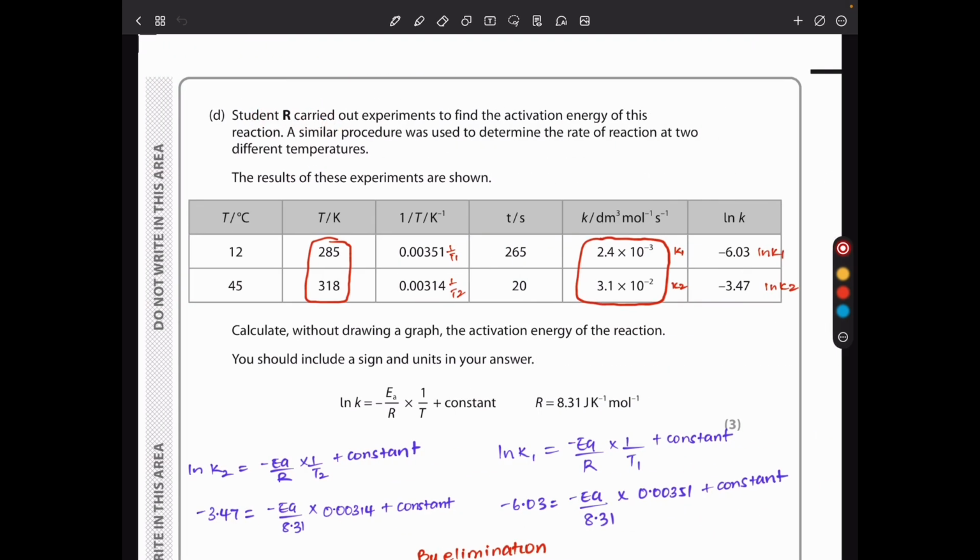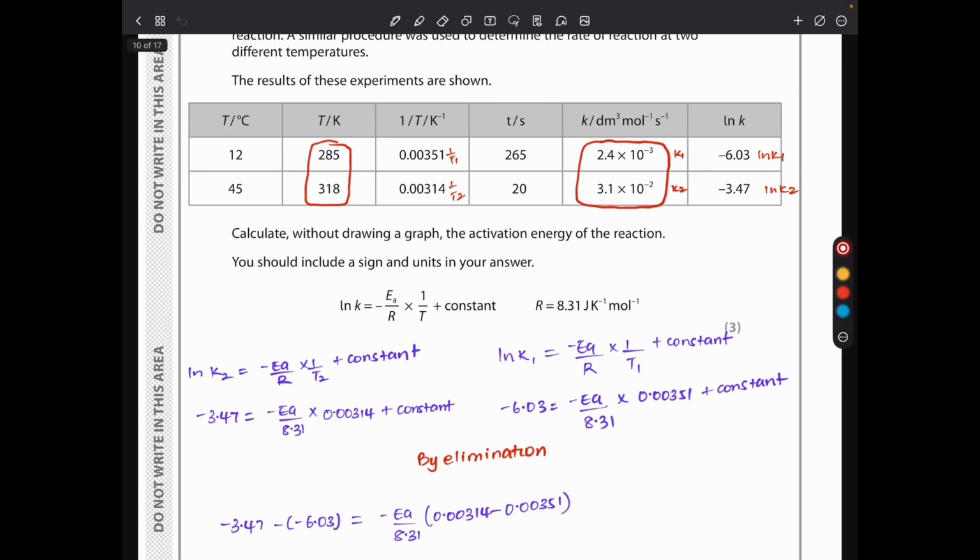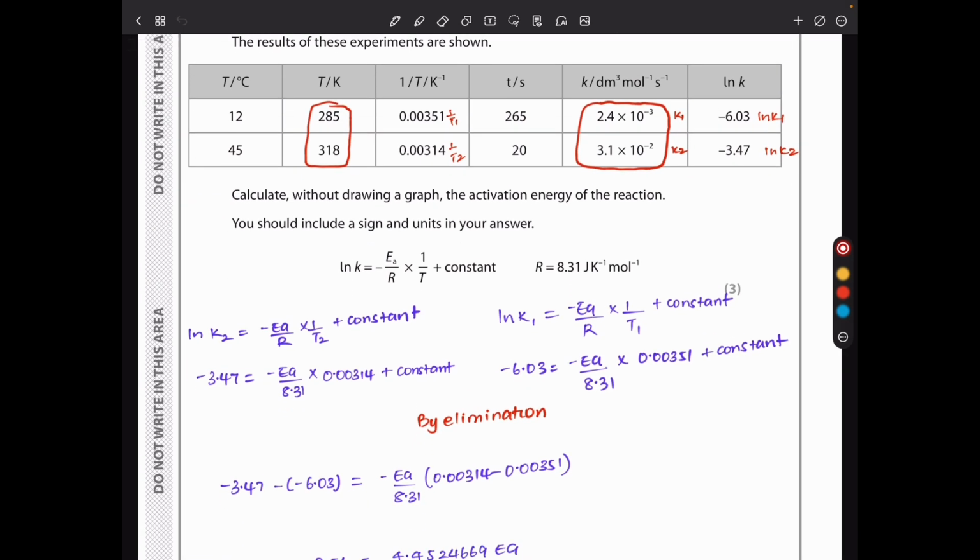Then in part D, student R carried out experiments to find the activation energy of this reaction. A similar procedure was used to determine the rate of reaction at two different temperatures. The results of these experiments are shown here. And they say calculate, without drawing a graph, the activation energy of the reaction. You should include a sign and units in your answer. So they've given us this equation here. Using this equation, I created two equations. If this is k2 and that is k1, this is temperature 2 and that is temperature 1. I'm substituting two values at two different instances.